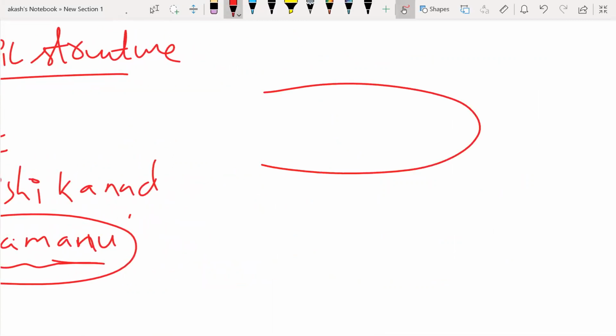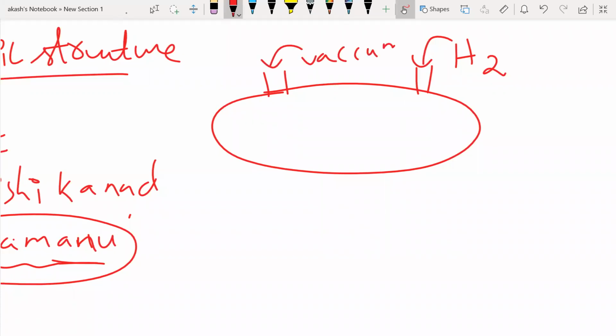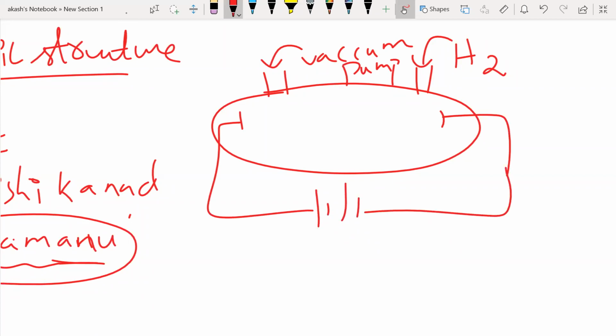There was a tube made up of glass, and there were two openings in it. The first opening was for giving H2 gas. The other is for a vacuum pump. And obviously I'm going to fit two electrodes, and I'm going to supply a very high voltage power supply. And obviously in this region I'm going to have the H2 gas present.